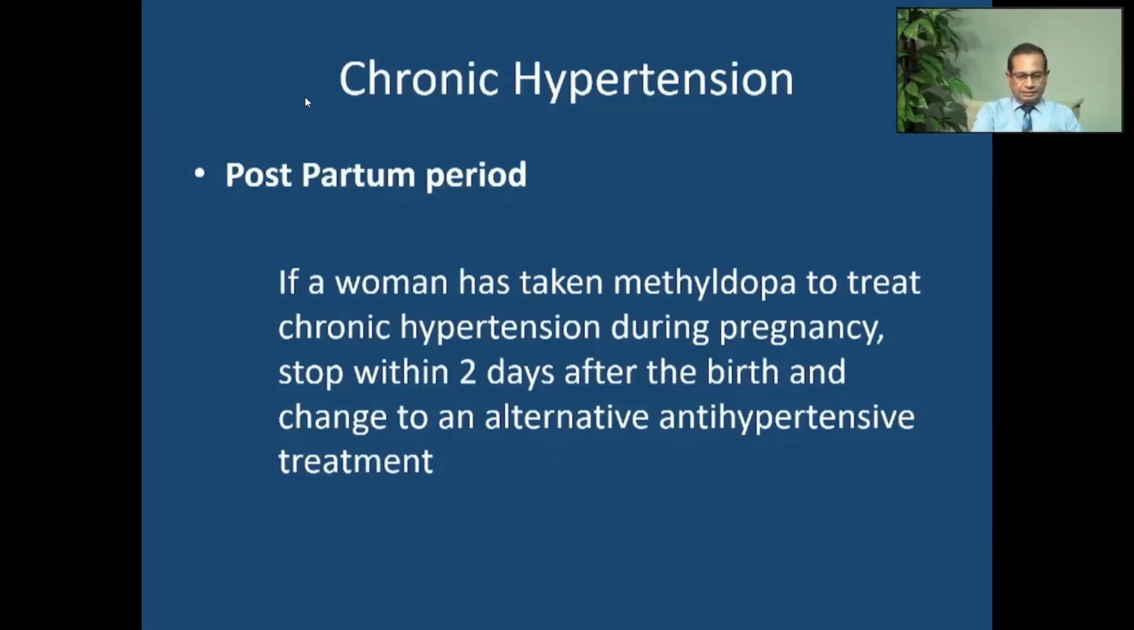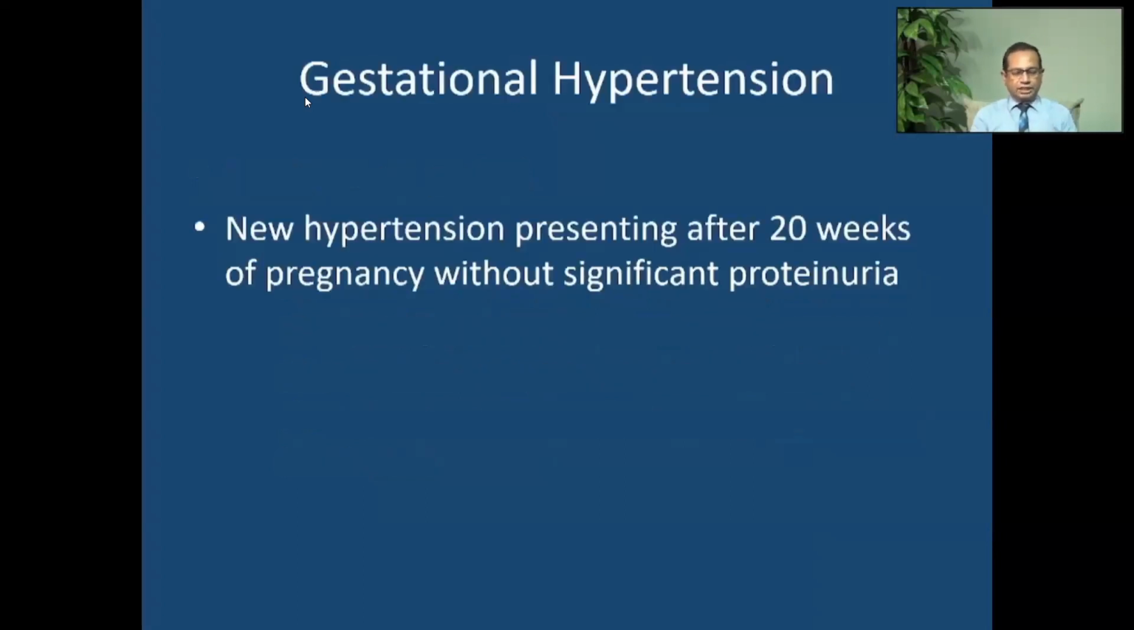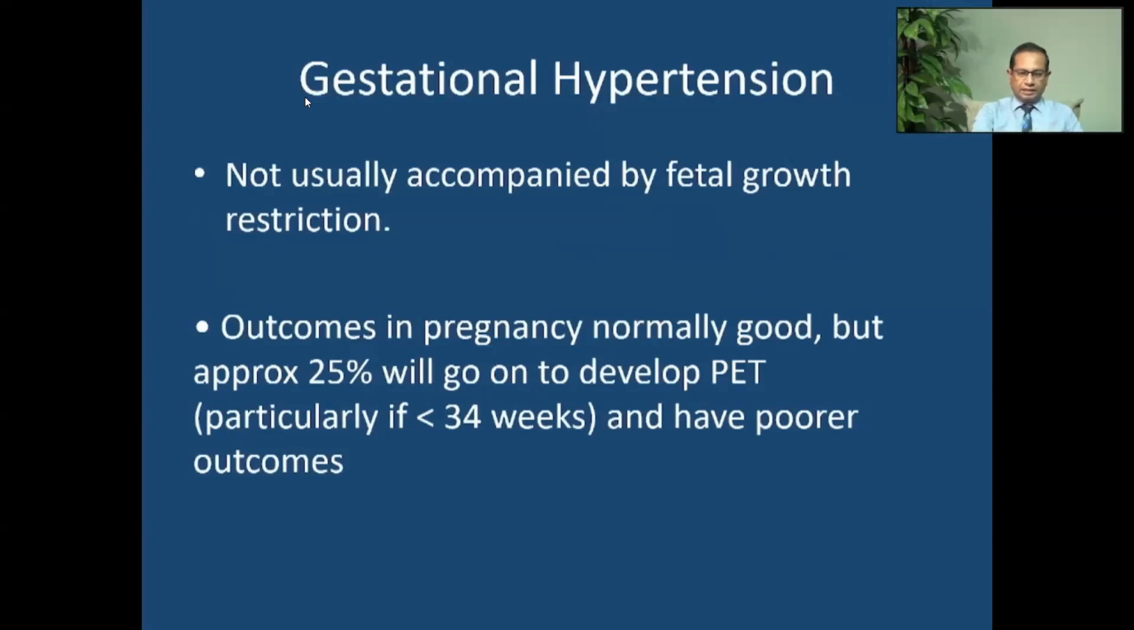Then we'll come to the second stage of this lecture, which is about gestational hypertension. Gestational hypertension is defined as new hypertension presenting after 20 weeks of pregnancy without significant proteinuria. And again, hypertension is between 140 by 90 and above, but less than 160 by 110. And severe hypertension is considered as blood pressure of 160 by 110 or more. This gestational hypertension is not usually accompanied by fetal growth restriction.